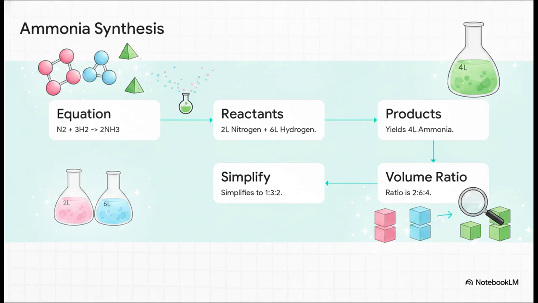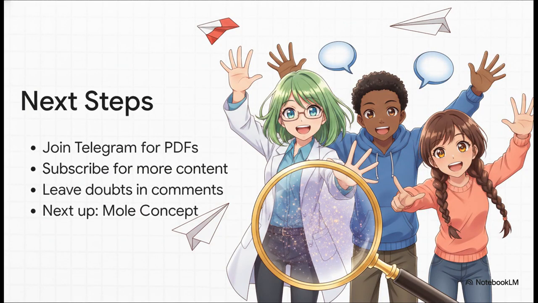Let's look at Step 4. The volume ratio of reactants to products is 2 to 6 to 4. In Step 5, we simplify that, and we get this beautiful, simple whole number ratio of 1 to 3 to 2. Notice how perfectly these volumes map directly onto the stoichiometric coefficients of the balanced equation. It's incredibly satisfying. And there you have it. Those are the absolute rules of the game for physical chemistry.